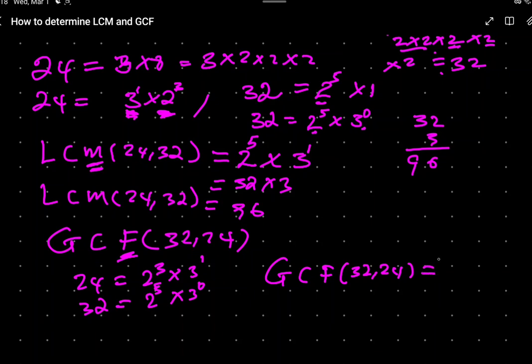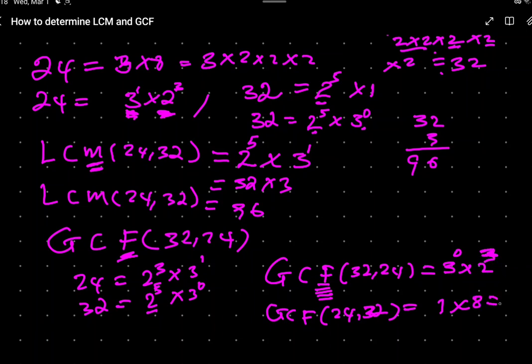First you write the prime numbers. The prime numbers you use are 3 and 2. For factors, don't forget, you take the minimum power of the prime numbers used. So the minimum power for 3 is 0, and the minimum power for 2 is 3. So the GCF of these two numbers, 24 and 32, is 1 times 2 to the power of 3, which is 8.